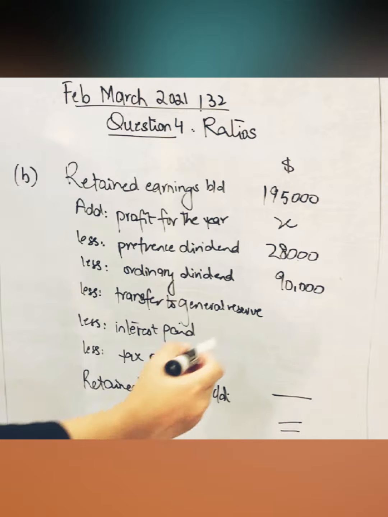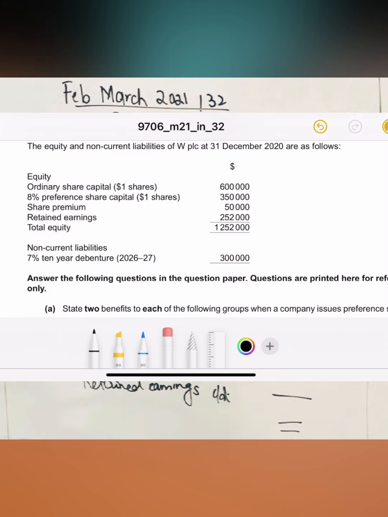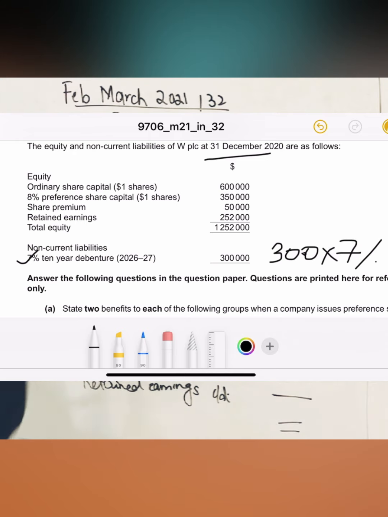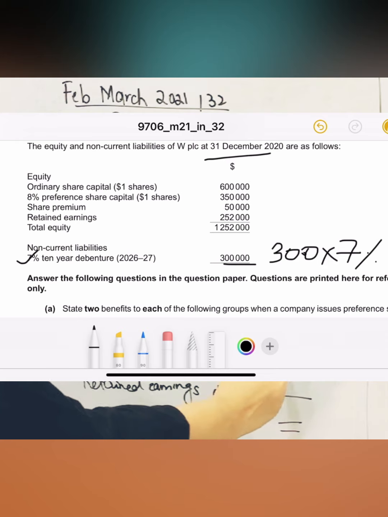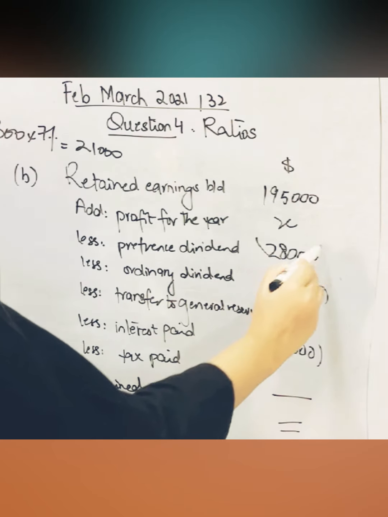Then we do not have any transfer to general reserve. Do we have any interest paid? Now look at the information above. It says 7% 10-year debenture, and you have 300,000 of that. So you take 300,000 times 7%, which gives you 21,000. So you are supposed to subtract the interest paid, 21,000. All these are supposed to be subtracted.